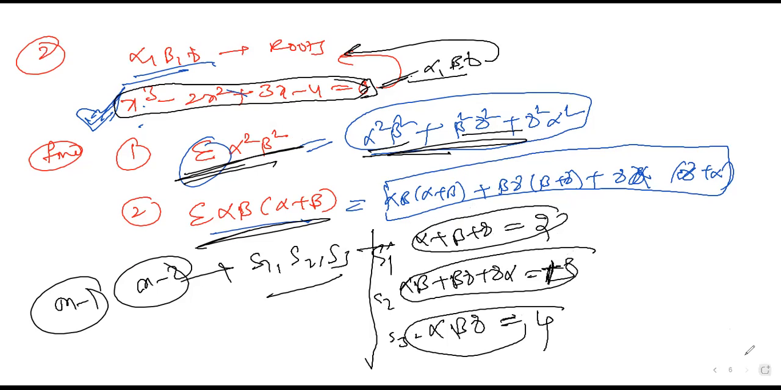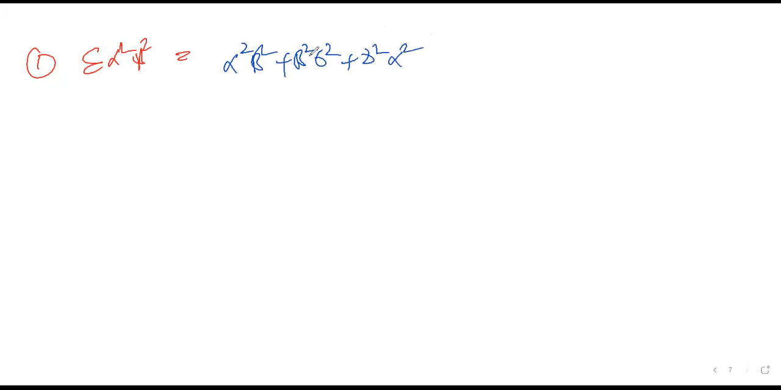Next, I'll take the first question and solve it for your convenience. What is the first question? Sigma alpha square beta square. I told you this. When you open it, it is alpha square beta square, plus beta square gamma square, plus gamma square alpha square. This is the first case. So what I have to write down, I'll write the step directly, then I'll open the step, and you can easily understand this. I can write alpha beta, beta gamma, gamma alpha.